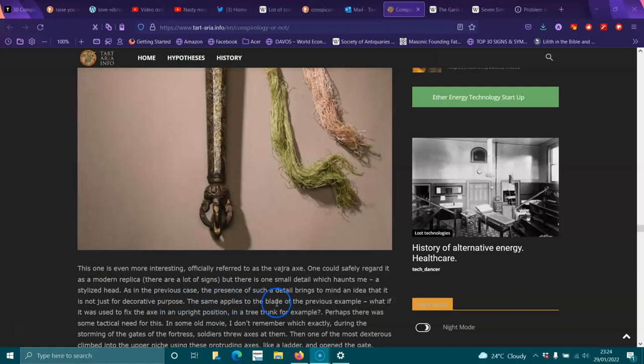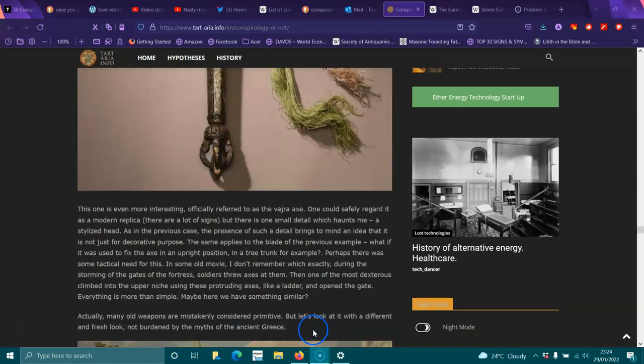The same applies to the blade of the previous example. What if it was used to fix the axe in an upright position, in a tree trunk, for example? Perhaps there was some tactical need for this. In some old movie, I don't remember which exactly, during the storming of the gates of the fortress, the soldiers threw axes at them. Then one of the most dexterous climbed up to the upper niche using the protruding axes like a ladder, and opened the gate. Everything is more simple. Maybe here we have something similar.